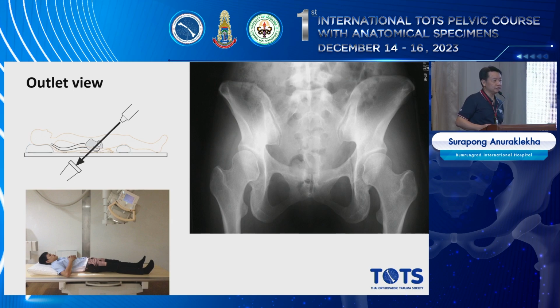The outlet view as well. The outlet view is the X-ray that usually is the true AP view of the sacrum. You will get a lot of information about the sacrum in the outlet view. But unfortunately, most of the patients will have bowel dilatation, a lot of gas, and I would say that in most cases of pelvic injury, the outlet view might not provide enough information about the sacrum because of the bowel gas.